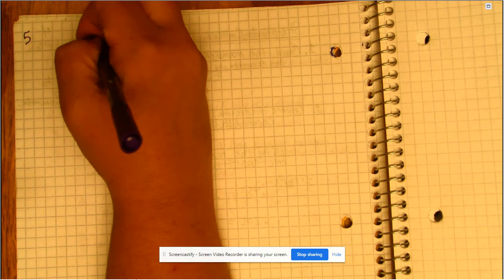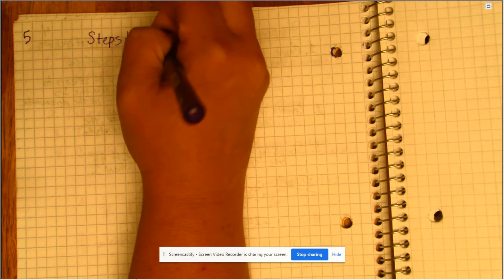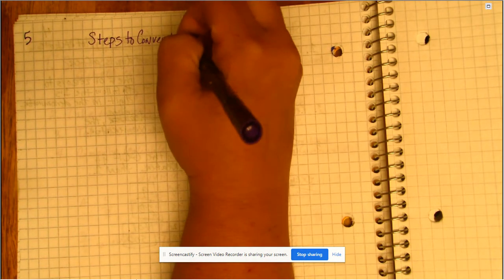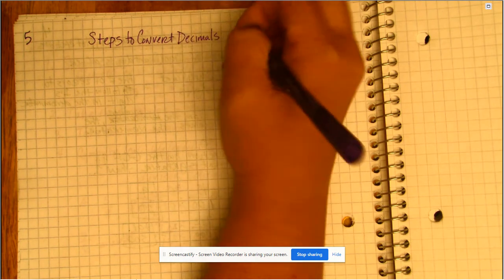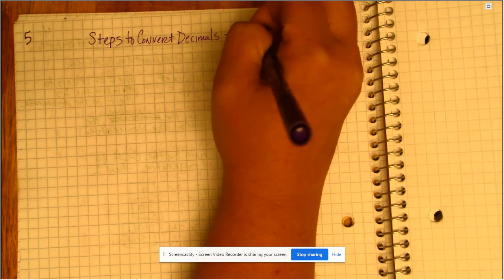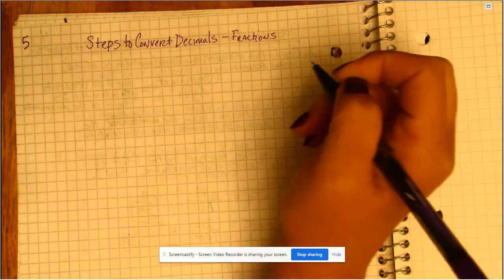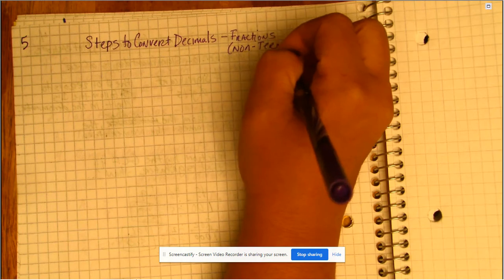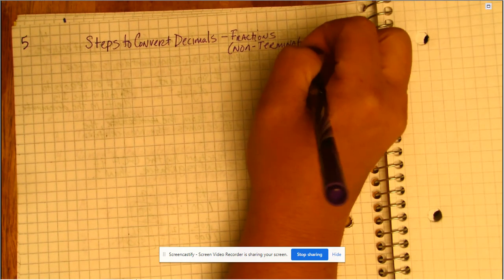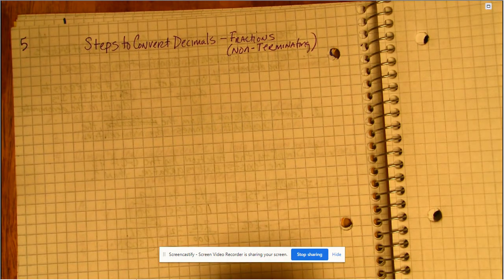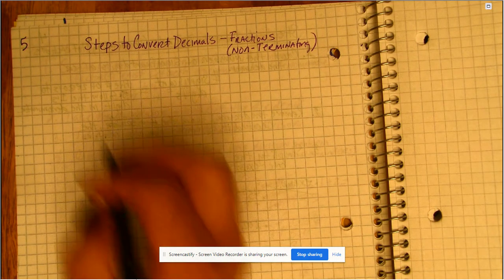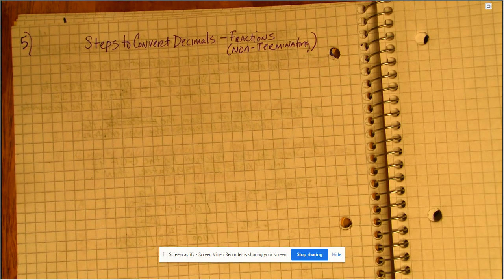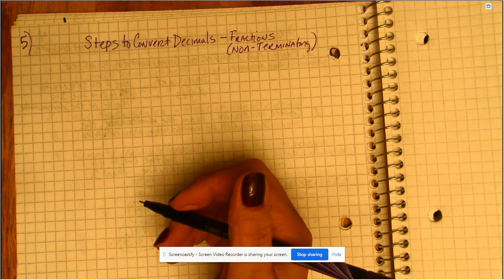So, steps to convert decimals to fractions, non-terminating. So I'm going to walk through the steps, and then I'm going to show you the proof of why this works. Because in math, that's what we want to know. The proof shows us why something works or how we can explain the justification for something.